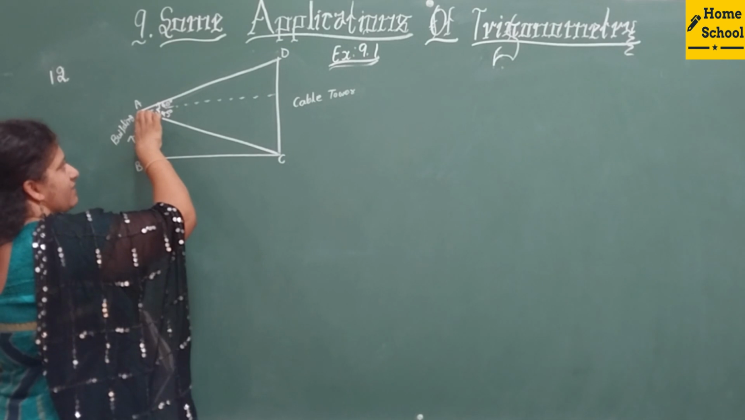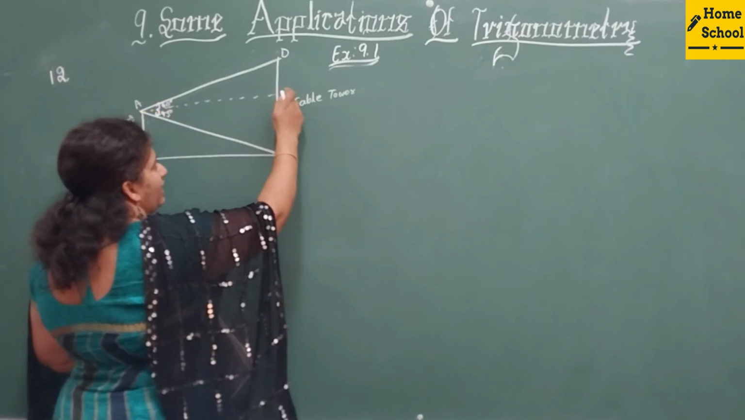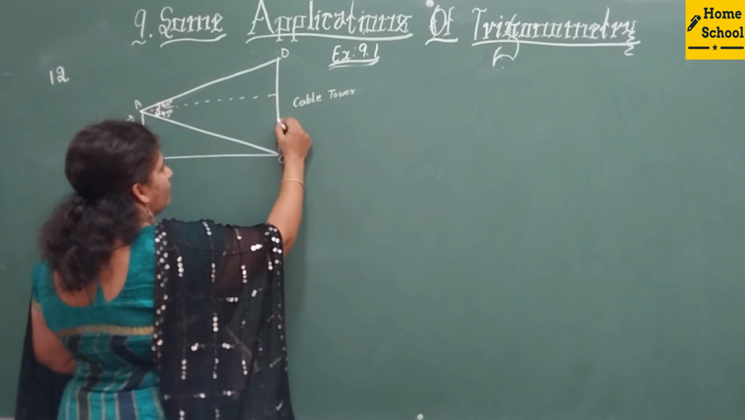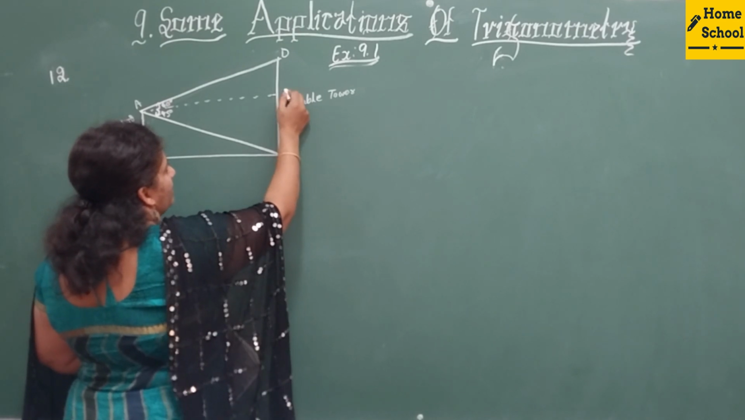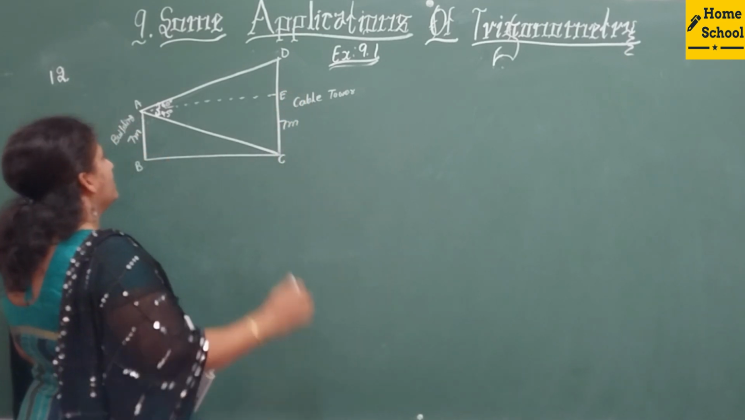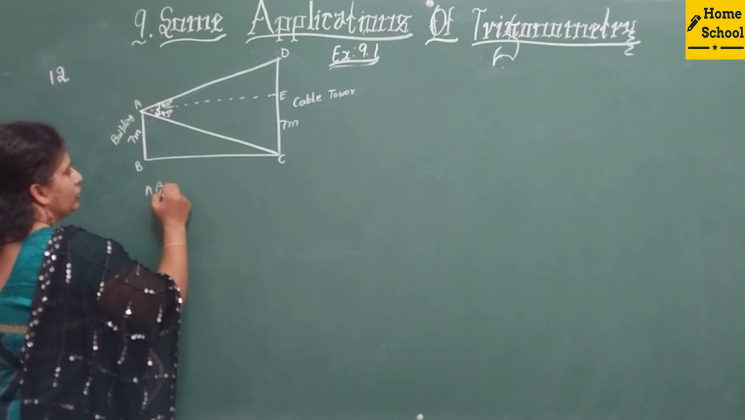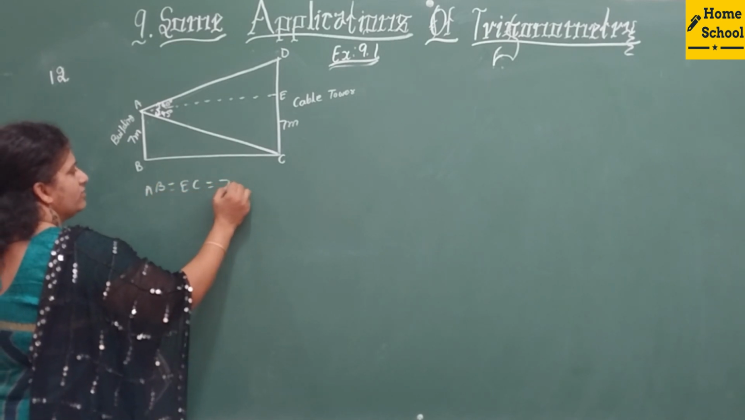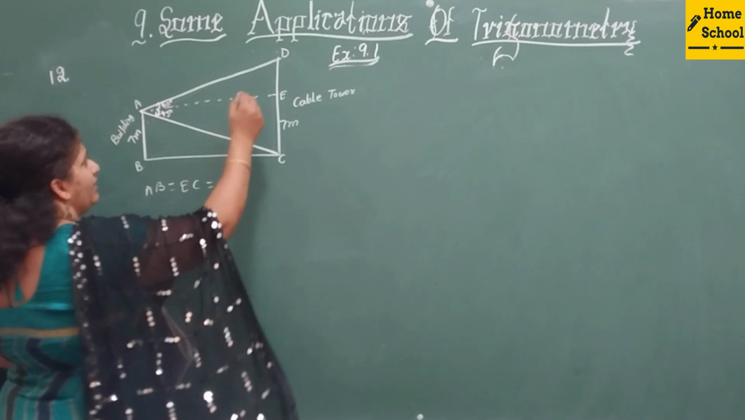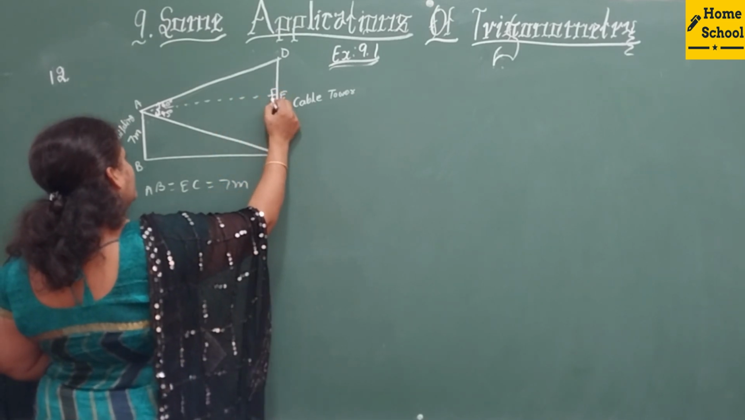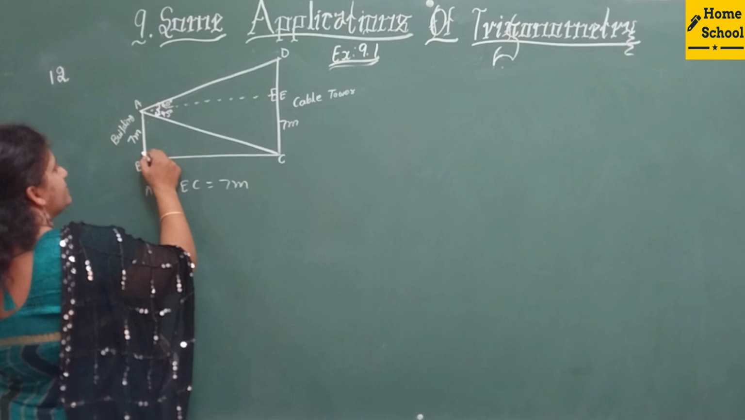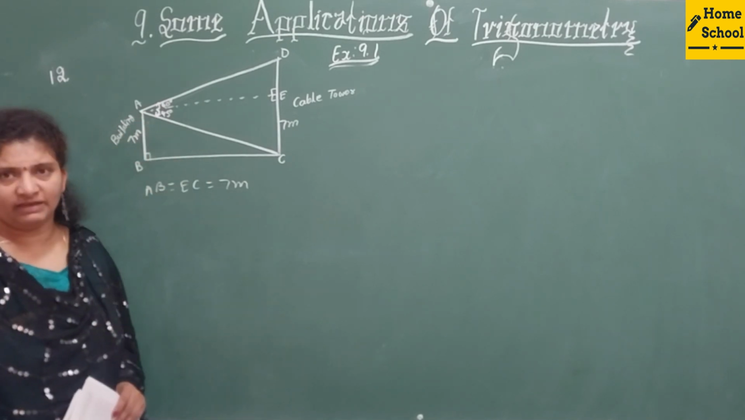7 meter. See, when you draw a horizontal line up to here, the same, what is that? 7 meter. Mark this point as E. AB is equal to EC is equal to 7 meter. And this tower is perpendicular. Yes or no? And here building is also perpendicular.